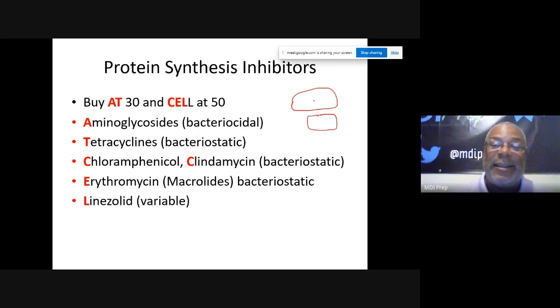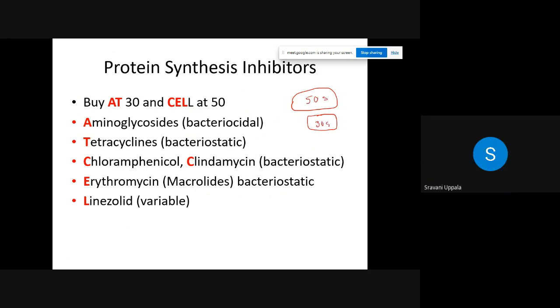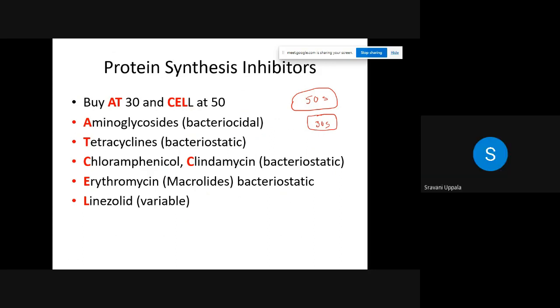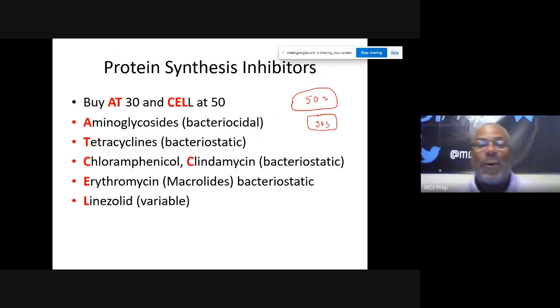So in bacteria, the large one is called the 50S, right? Yes. And the small one is 30. Good. Very nice. That's right. Now, just for knowledge, in humans, we are 60-40. So instead of 50-30, we're 60-40. All right. Very good. Thank you for that.